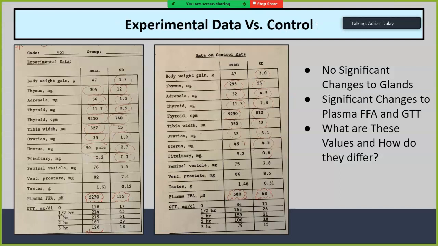And here's our experimental data versus our control data. And as you could see, there were no significant changes to glands, but there were significant changes to plasma FFA and GTT. Now, what are these values and how do they differ?